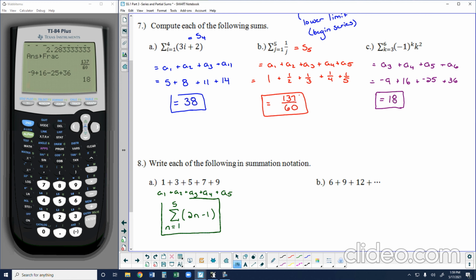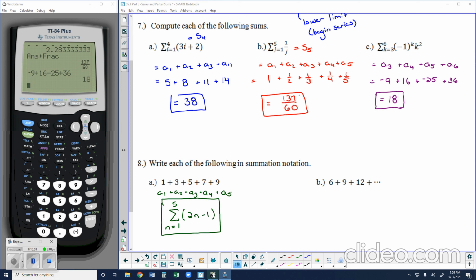So this would be the summation notation for what we see above. The element 2n minus 1 gives us the terms if I substitute in 1, 2, 3, 4, and 5. And if I start at 1 and end at 5, that gives me each of the 5 terms that are being added together. Now again, that's not the only way to represent this information, but it gives you one summation to find the series. Let's take a look at B.